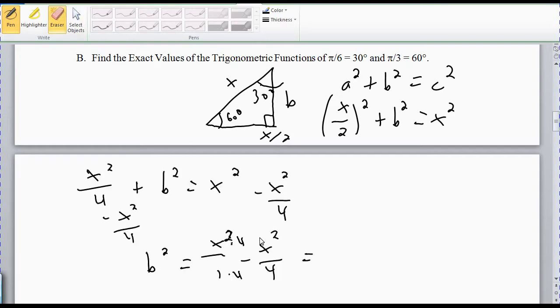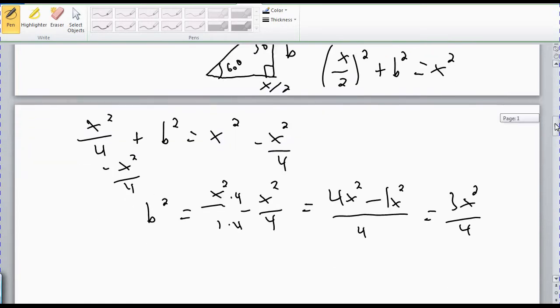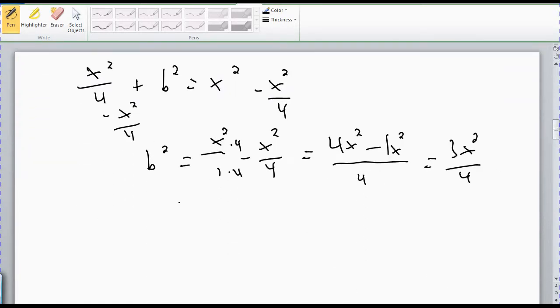And so that looks ugly. Let me clean that up just a little bit. It's x squared times 4. So that becomes 4x squared minus x squared, which is the same as 1x squared over 4. And 4 minus 1 is 3x squared over 4. And what I want to do now is get rid of the exponent.